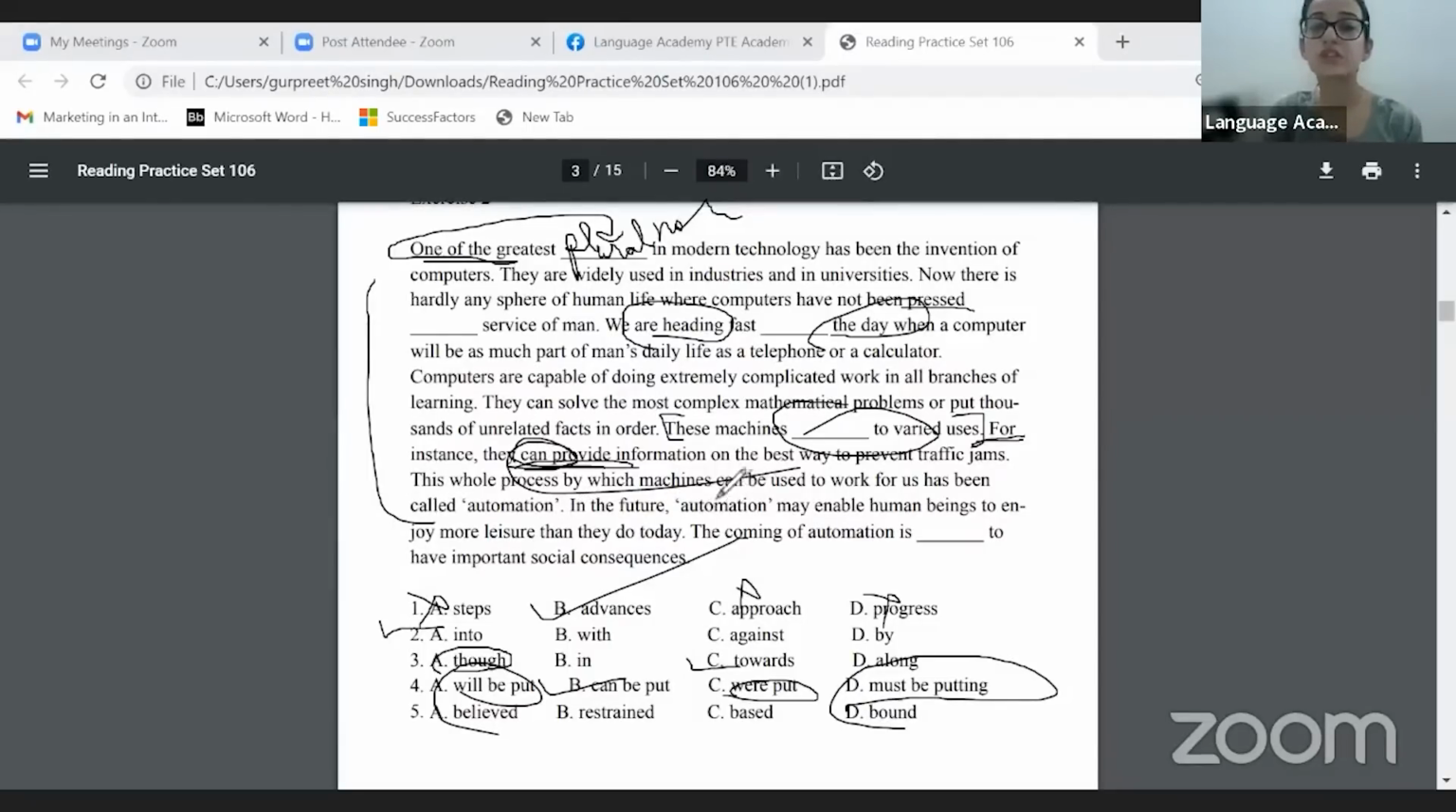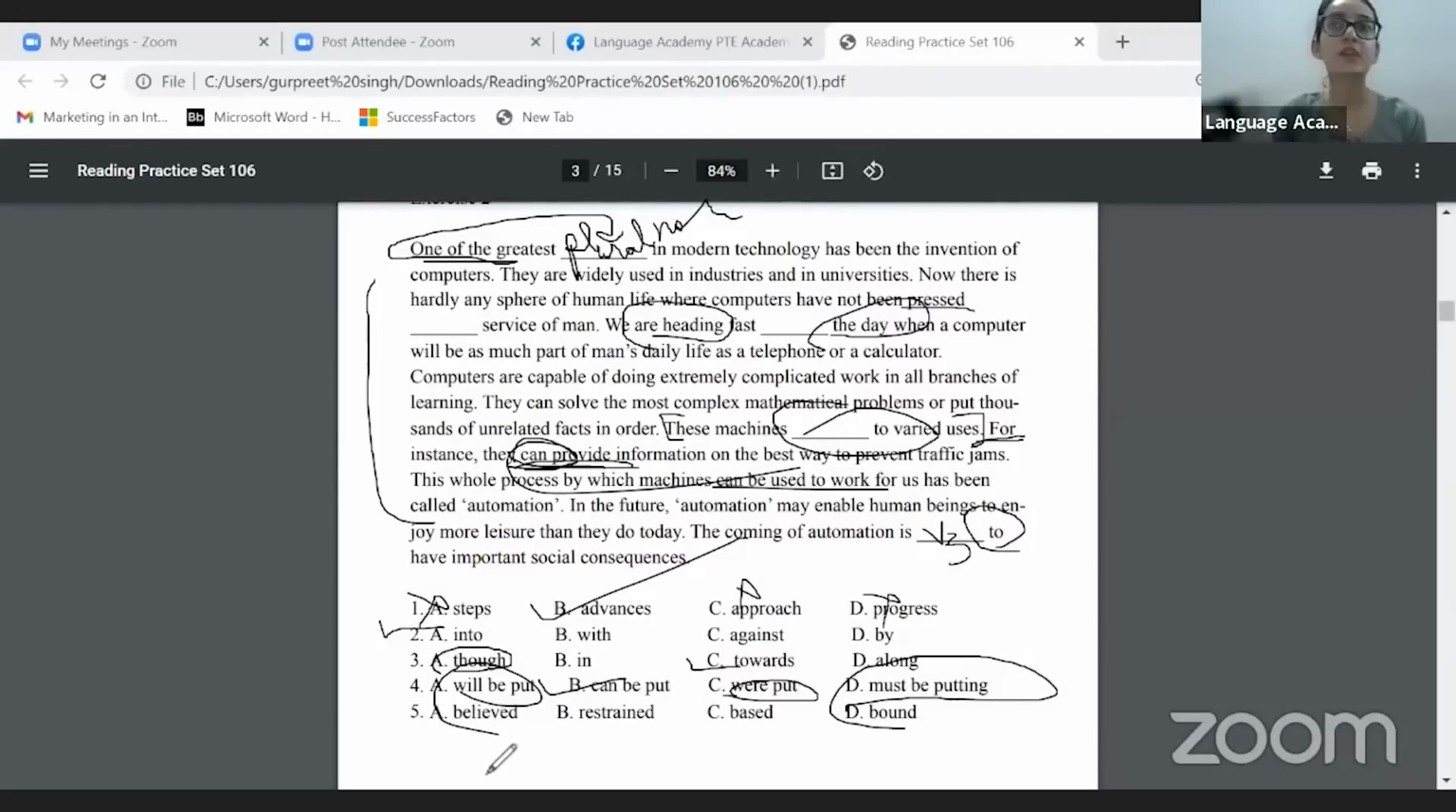The whole process by which machines can be used to work for us has been called automation. In the future, automation may enable human beings to enjoy more leisure than they do today. The coming of automation is dash to have important social consequences. So with "is" comes the third form of the verb, and the verb should also match with the word "to". Can we say "the coming of automation is believed to have"? We can say "is believed to", grammatically it is right. But here we cannot say believed, because "believed to do something" is used for something which is to be done in the future. For example, we can say the spaceship is believed to reach Mars on this date, because it hasn't reached yet.